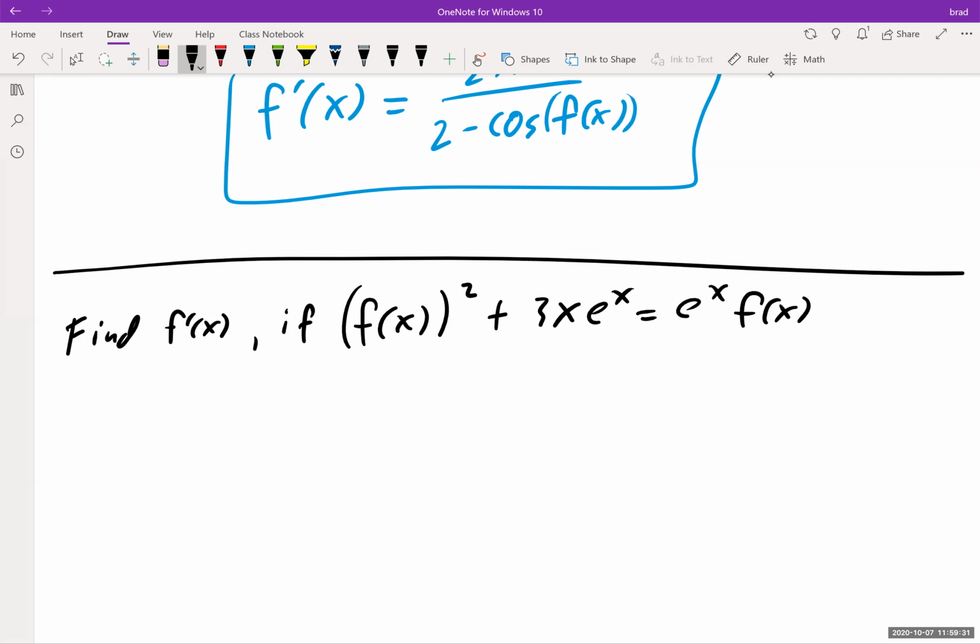Now, once again, we're going to run into trouble here. It's going to be really hard to isolate f of x because the moment I subtract e to the x f of x over to the other side, I could factor out an f of x, but then I also still have an f of x inside the parentheses when I factor. So that won't get me to where I want to go. I'm still going to have more than one f of x floating around that's not separated, so I can't solve for it. So what I'm going to do is implicit differentiation. Once again, I'm going to ddx this, and I'm going to ddx this.